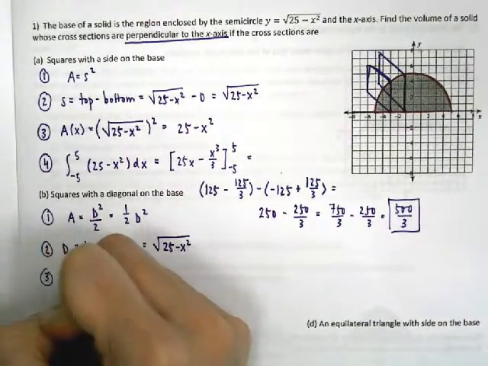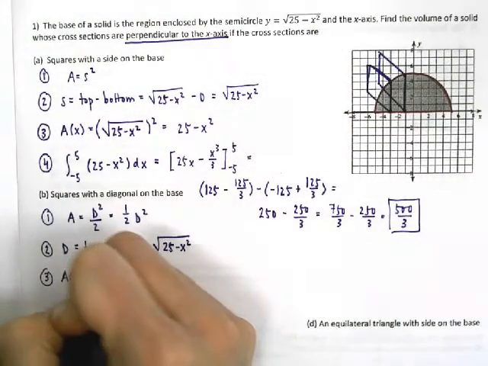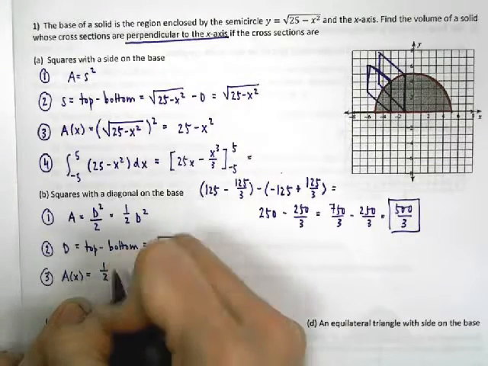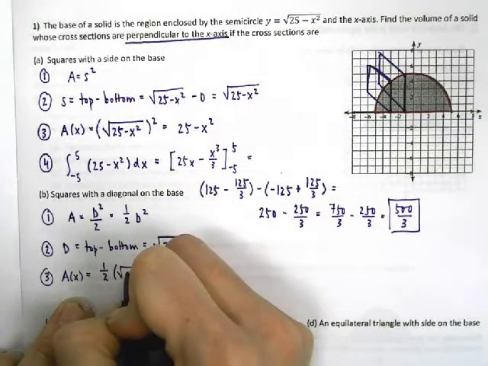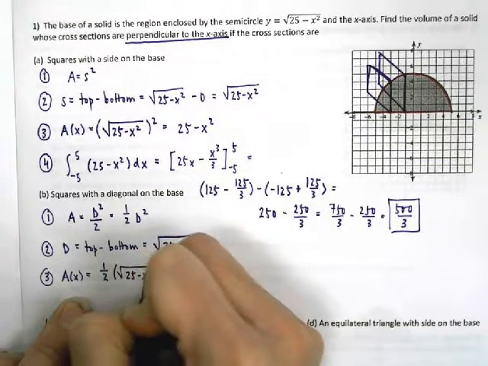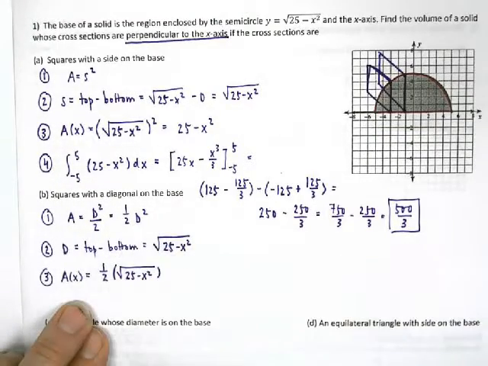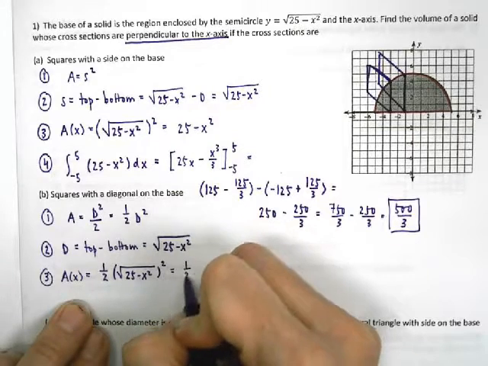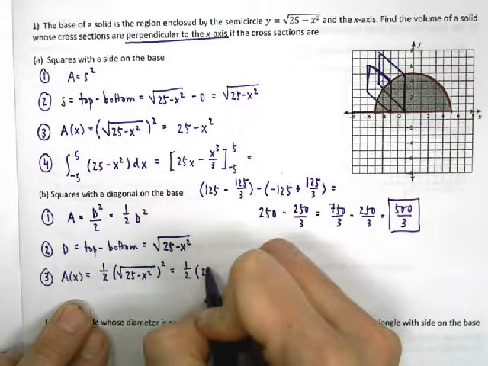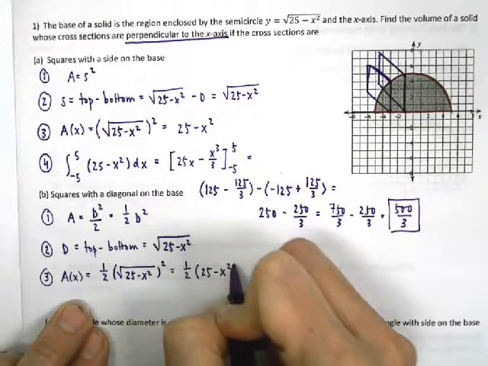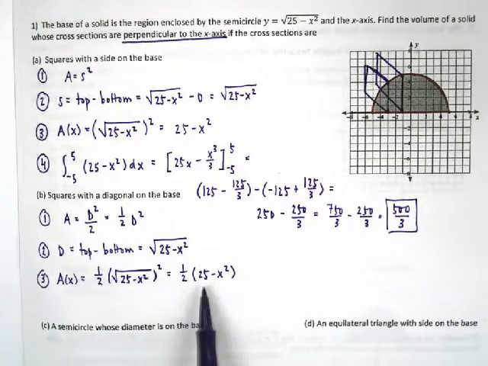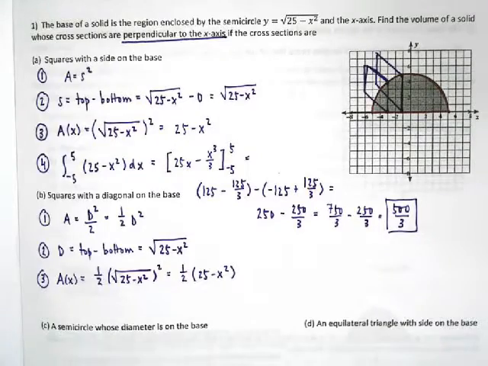So now I can take my area formula and get it in terms of x. I'm going to have 1/2 times my square root of 25 minus x squared, because that was our d. And then I'm going to square that. So I'm going to get 1/2 times 25 minus x squared. Now, I'm actually not going to distribute that 1/2, and here's why.